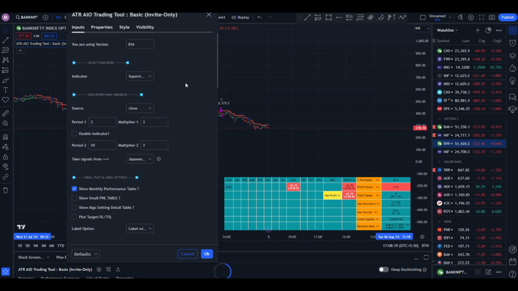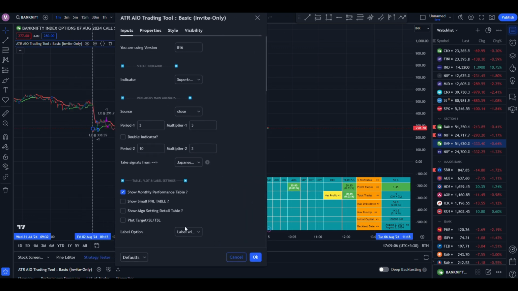So by changing the variables you can check your profit and loss. If you set 3 and 3, you will get almost 30 points in 4 trades, in which 2 trades are winning and 2 trades are loss. That's why your percentage profitable is 50% and your profit factor is 1.45. So by that way you can check this monthly performance.